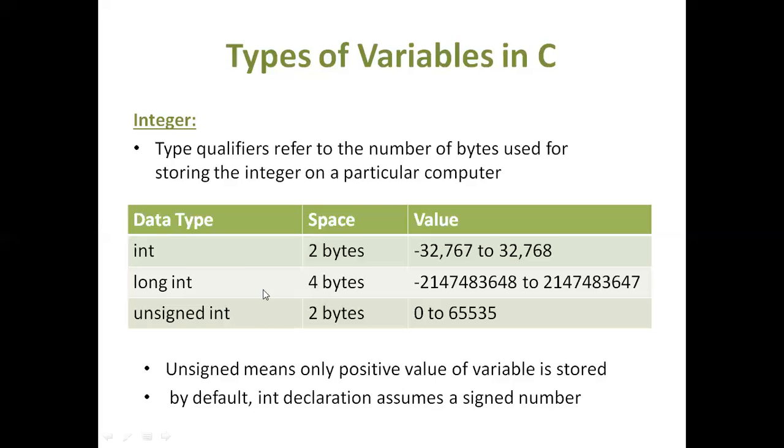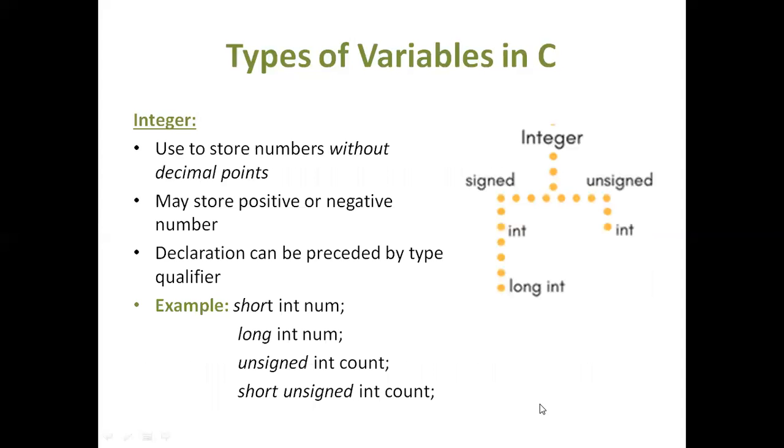By default, when we write only int, it assumes that it is a signed number. This type of variable is declared.